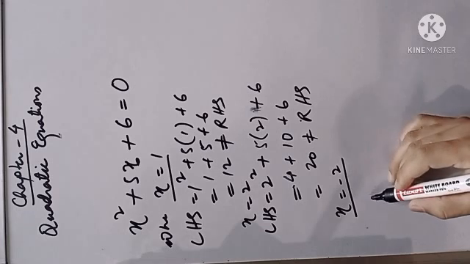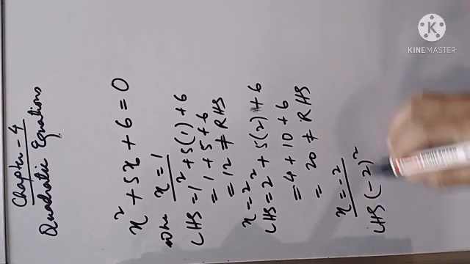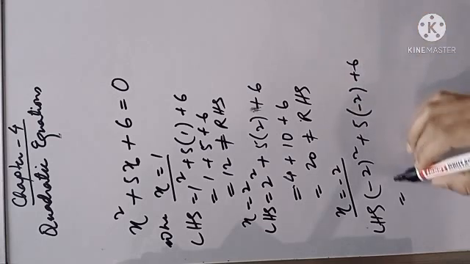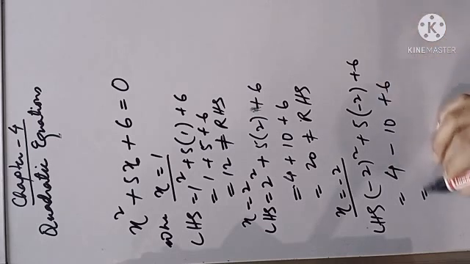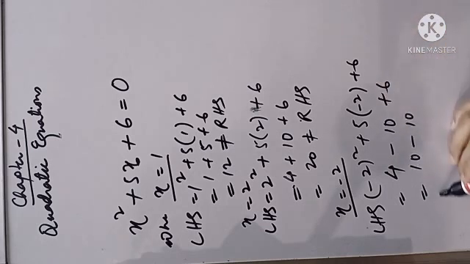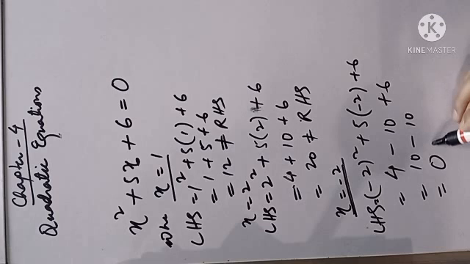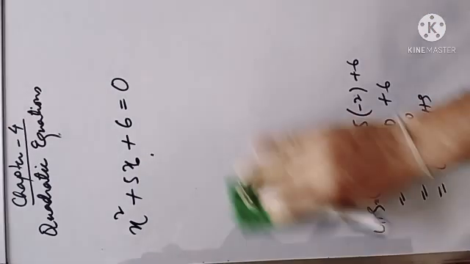Let me see. Minus 2 whole square, I'm talking about left hand side, minus 2 whole square plus 5 into minus 2 plus 6. Then we have here 4, minus 10, and 6, and then I'm getting 10 minus 10, so I'm getting here 0. So what happened here? When x is minus 2, left hand side and right hand side are equal. Okay, let me take another value of x.